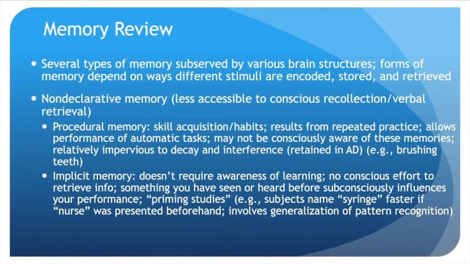So procedural memory is like skill acquisition habits. It results from repeated practice. It allows for performance of automatic tasks. We might not be consciously aware of these memories, and they're relatively impervious to decay and interference. For example, they tend to be retained in individuals with Alzheimer's disease. An example might be brushing your teeth or making coffee.